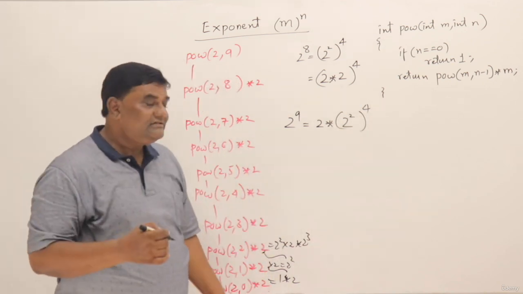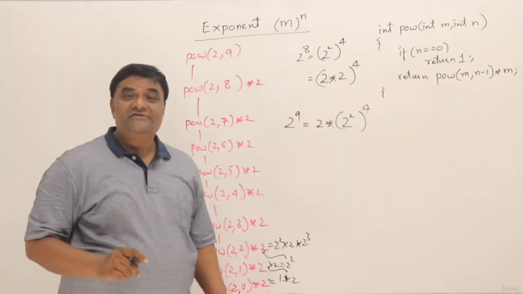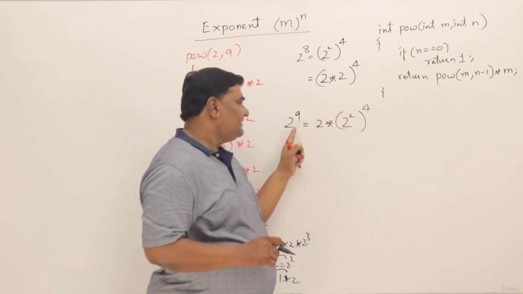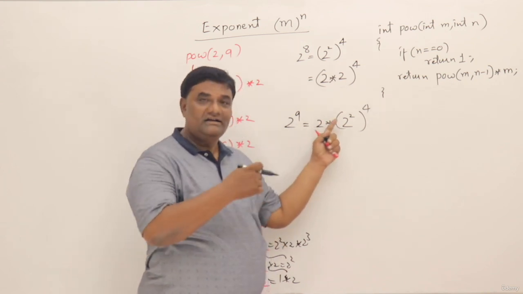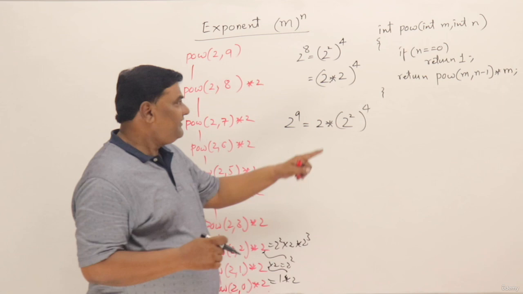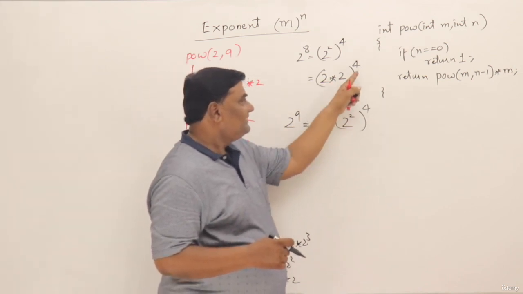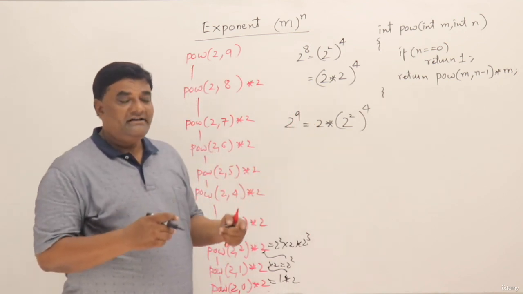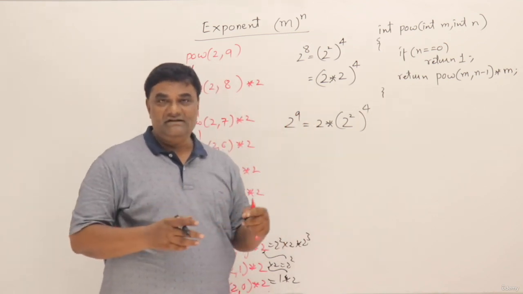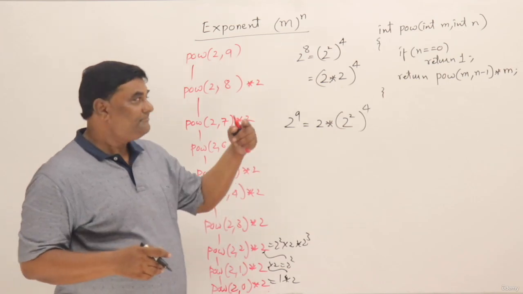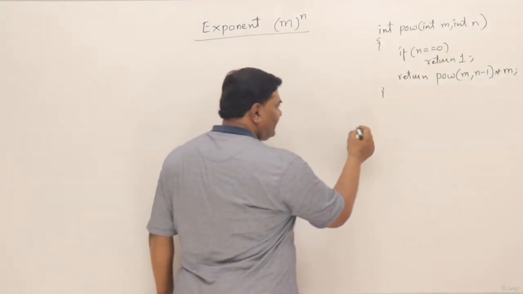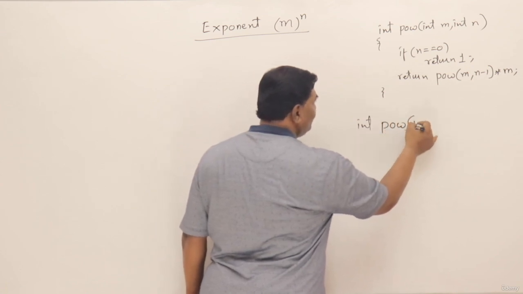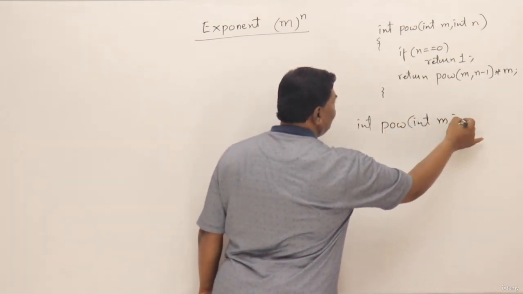If the power is even, then I can directly halve it. If the number is odd, then I can take one extra multiplication and then take half of the power. So if I multiply the number by itself, the power gets reduced by half. With this observation, we can write a power function faster than this one. Let us rewrite that power function. Here I will write the power function, int, with the same name, power, though it's a new version, with m and n.